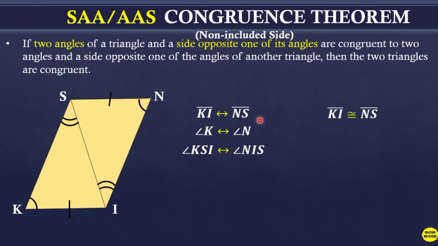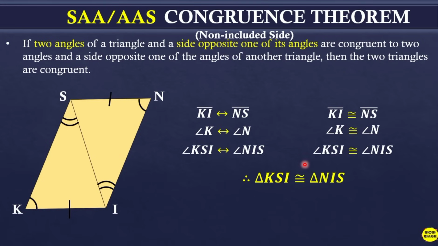Okay? So, we can say that KI is congruent to NS, angle K is congruent to angle N, and angle KSI is congruent to angle NIS. Okay? So, these two triangles are congruent. Triangle KSI is congruent to triangle NIS by SAA theorem. So, again, kasi in some other books, ang makikita nyo AAS. Okay? So, pareho lang po yun.